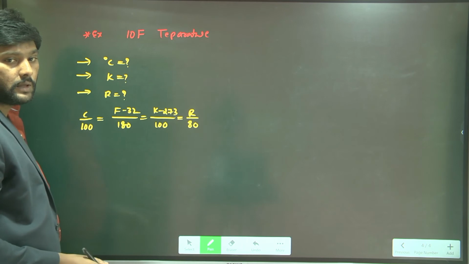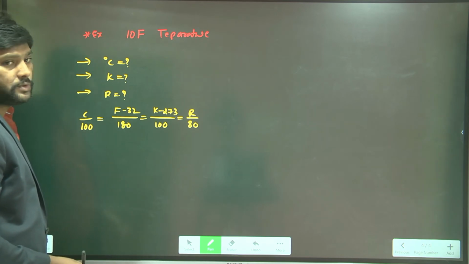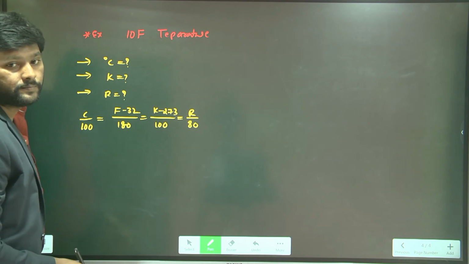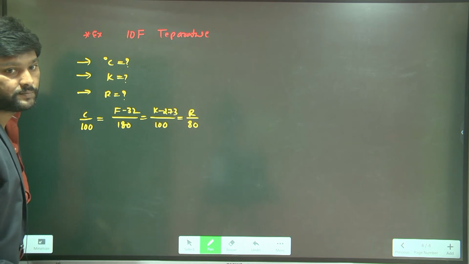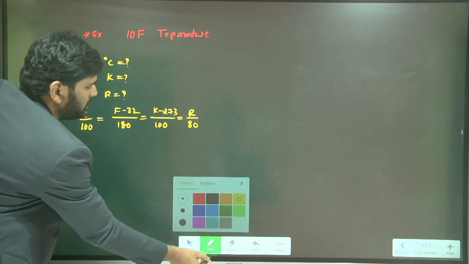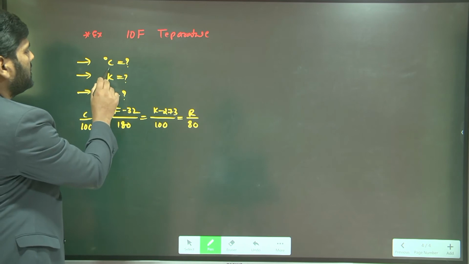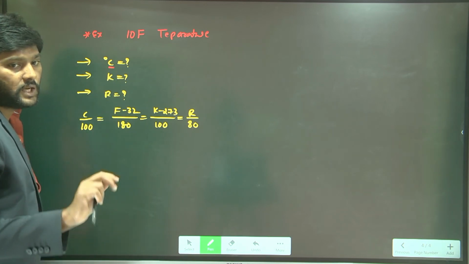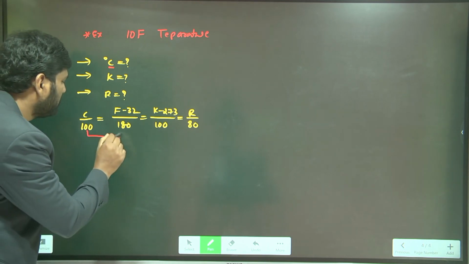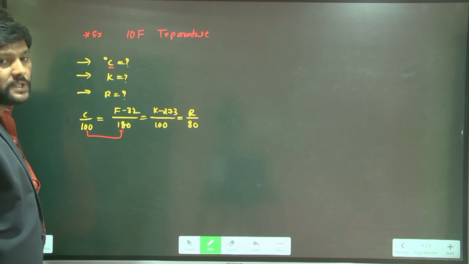R by 80. Understand? So now here, what is the thing we need to do? So first, to find the Celsius scale value, which relations do we need to equate? First of all, you can equate these two relations. Understand?